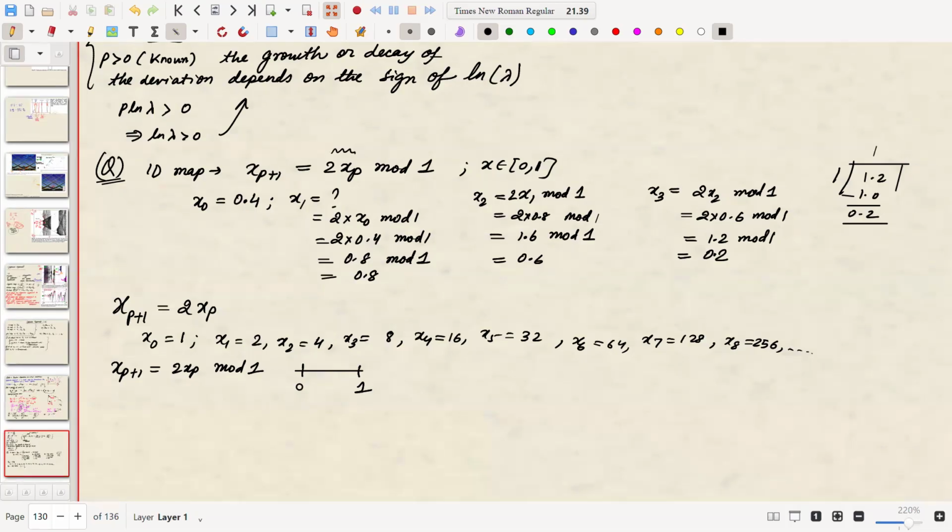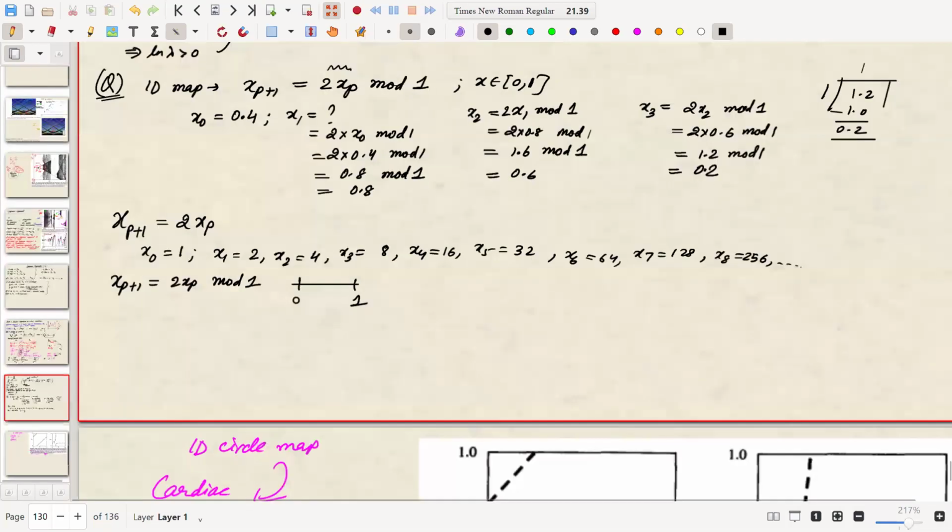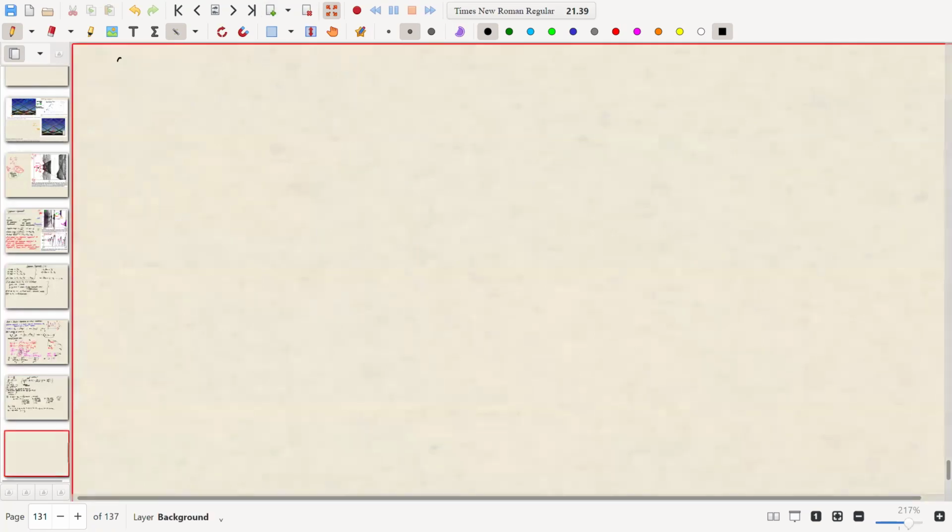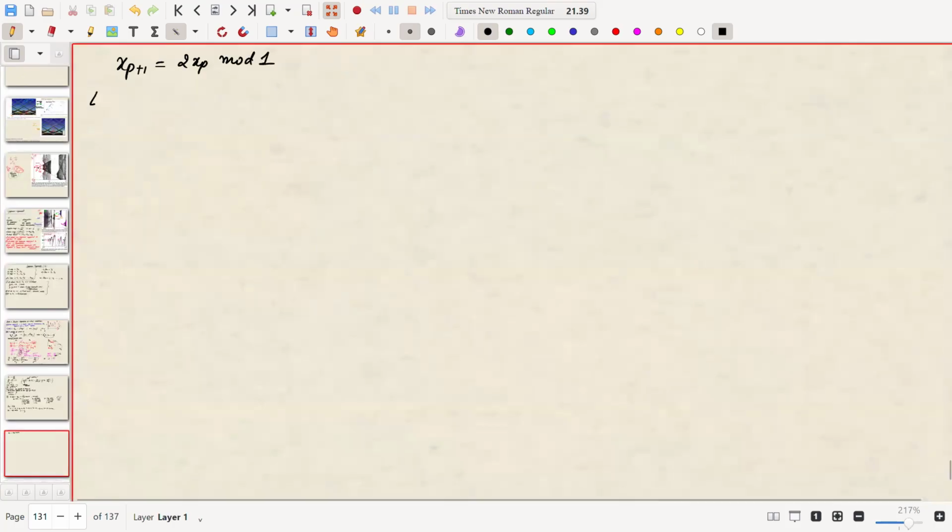Yeah, we'll see whether it is the case. Okay, now you know how this map looks like, right? What was the map? x_{p+1} is 2x_p mod 1. Now we want to compute the Lyapunov exponent of this map. Can we apply the formula again?